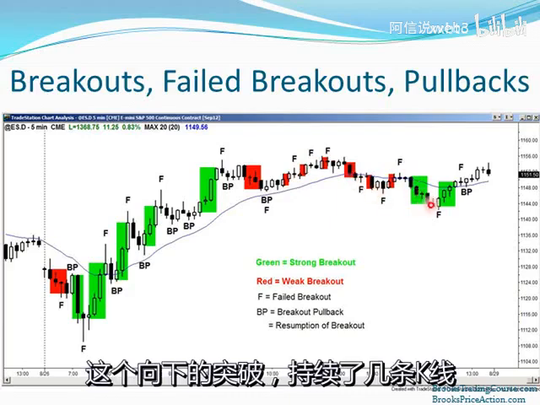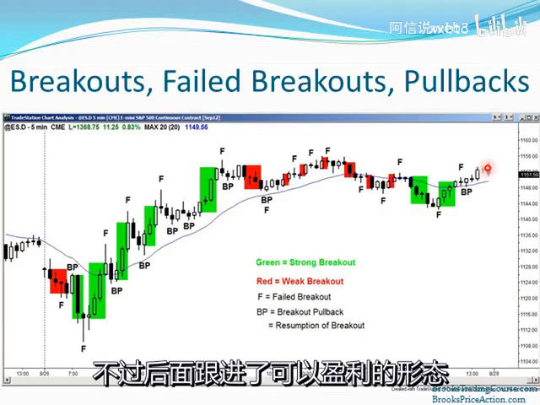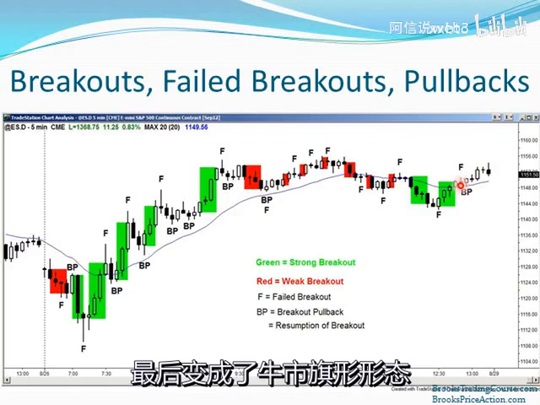Here's a bear breakout and went down for several bars, enough room for a trade. Here's a bull breakout, also small bars, but there was enough follow through for a profitable trade. Here's an attempt to make the breakout fail, and instead we got a 1 bar bull flag.